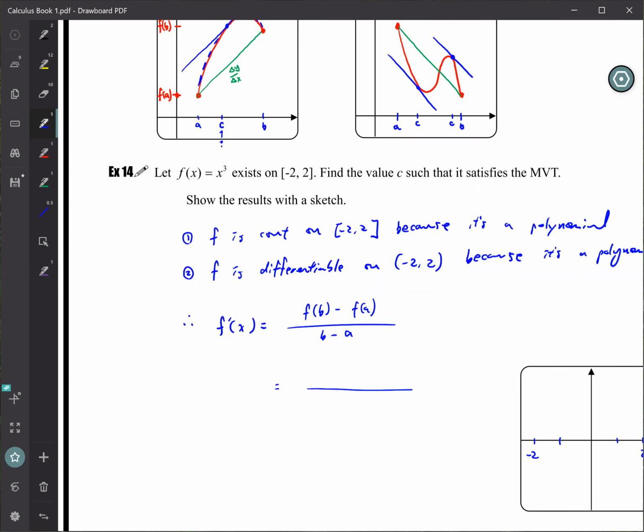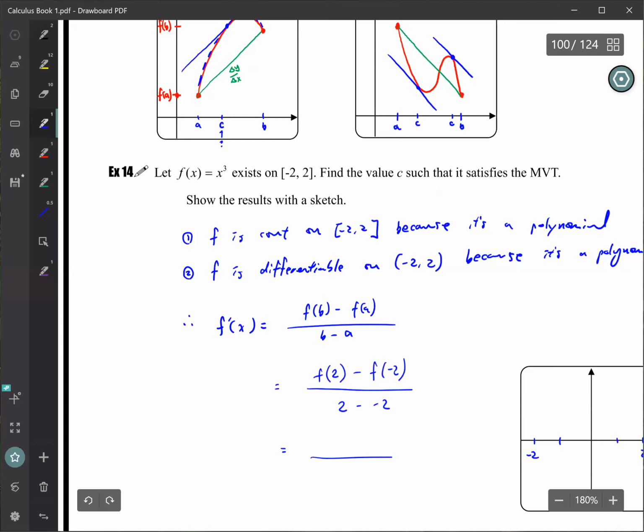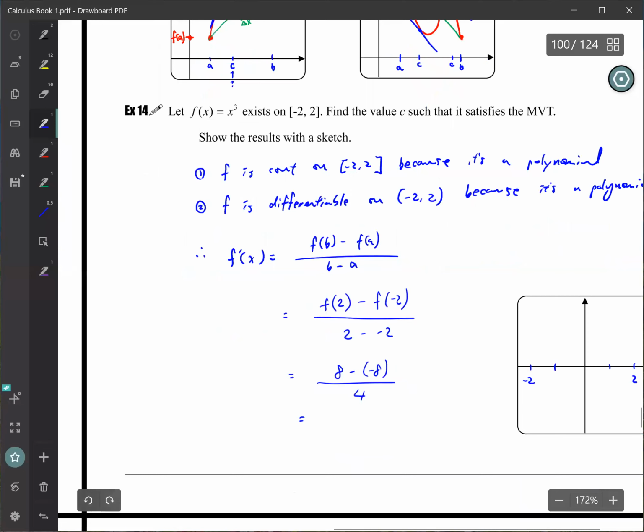Okay, let's check the slope between two endpoints. So f of 2 minus f of -2. The y value change, y2 minus y1 over 2 minus -2. I'm doing the right side now, just the right side, the slope between 2 points. The denominator is 4, okay? Numerator, f of 2 is 8. f of -2 is -8. So that's 16 over 4, so 4, right?